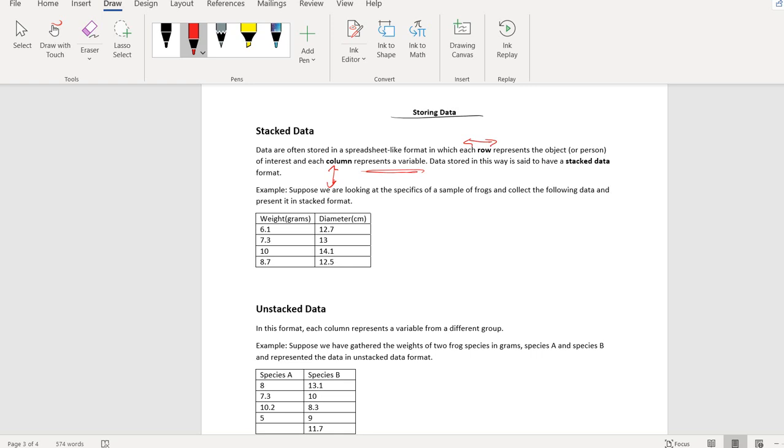So yeah. Here, we're looking at some data collected from a sample of frogs. And in that sample, we have the weight and the diameter. So if we look at this, we want to know, does the row describe a single observation, aka a single frog, or multiple ones? So this would be a single frog that has a weight of 6.1 grams and a diameter of 12.7. So this would be considered stacked data.